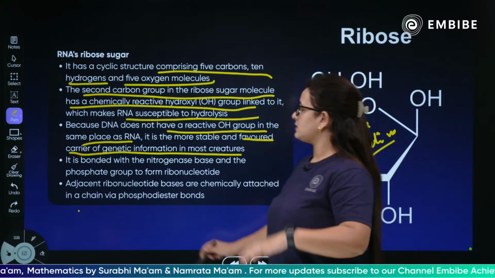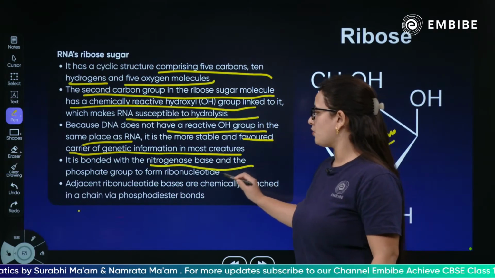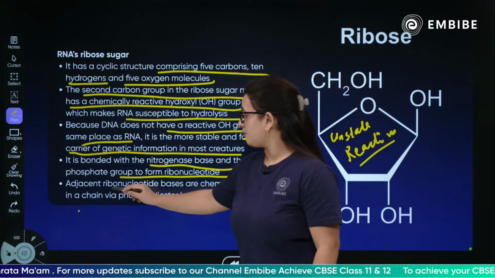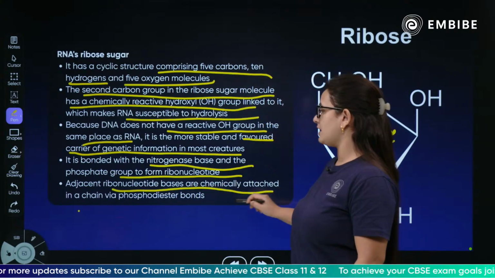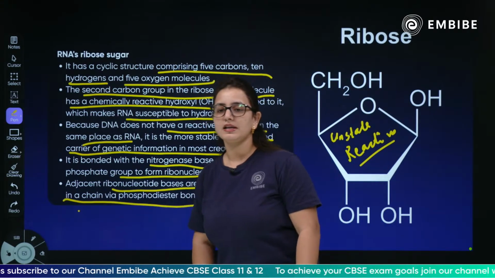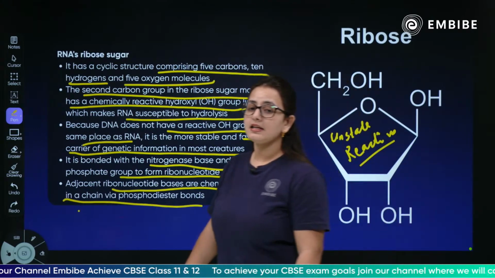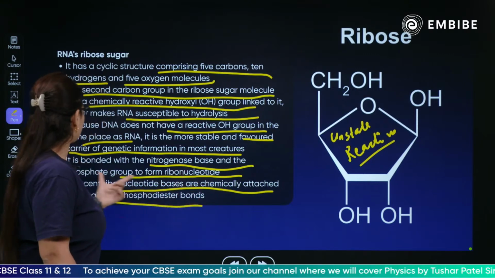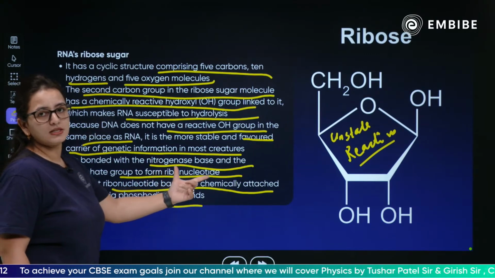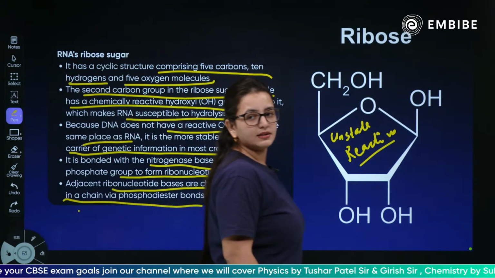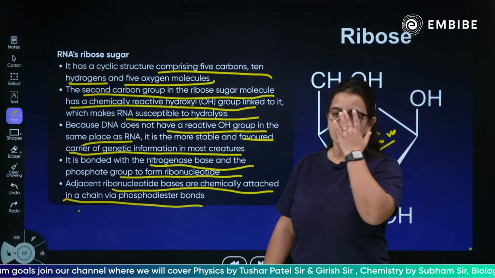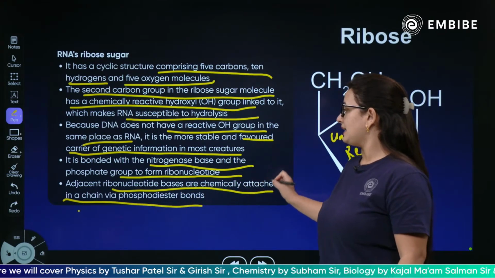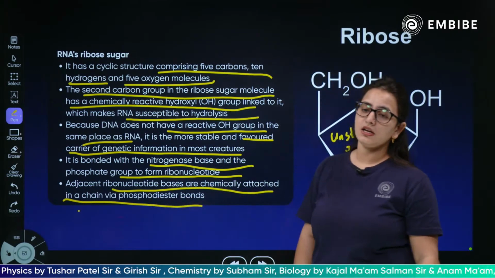The sugar is bonded with the nitrogenous base and the phosphate group to form a ribonucleotide. Adjacent ribonucleotides are chemically attached via a phosphodiester bond. The nitrogenous base is attached to the phosphate group, and they form a ribonucleotide chain, with adjacent ribonucleotide bases chemically attached in a chain via phosphodiester bonds.